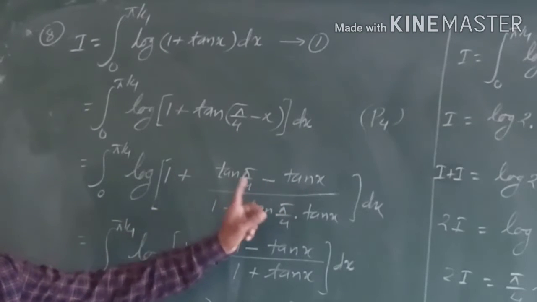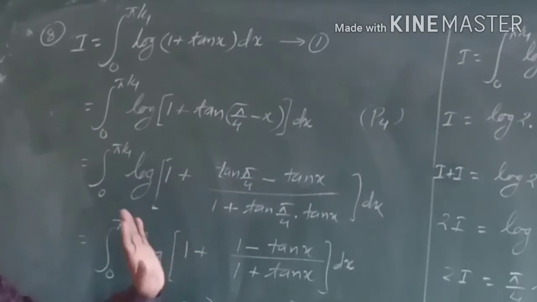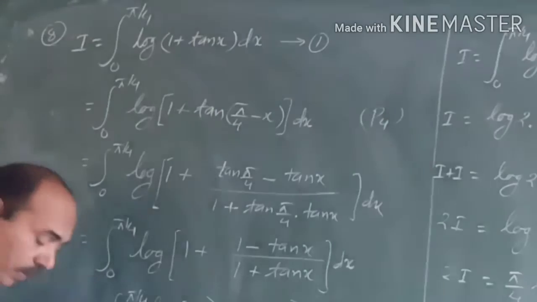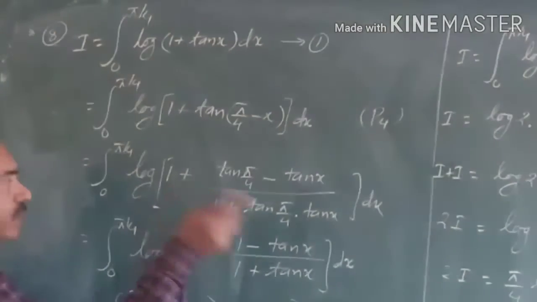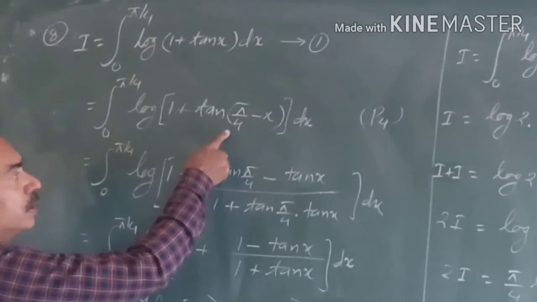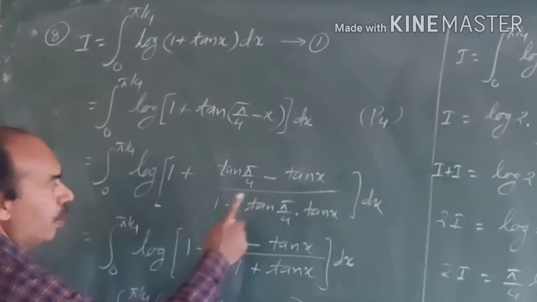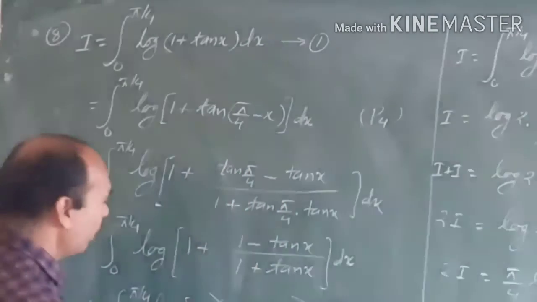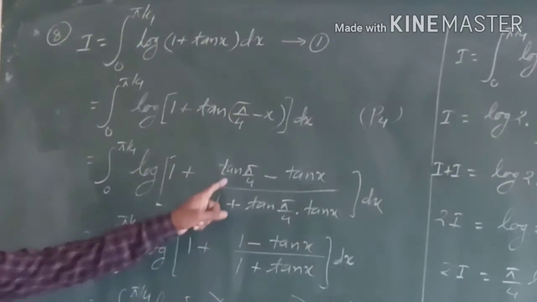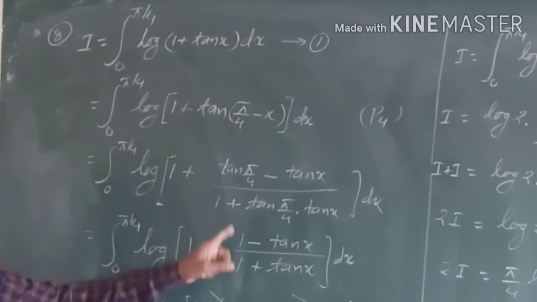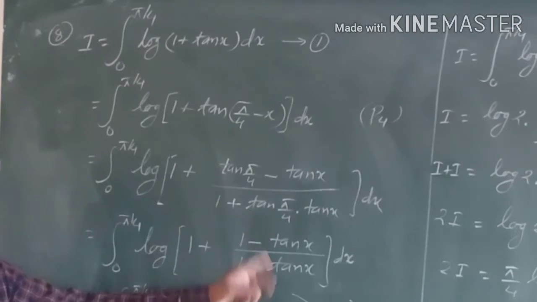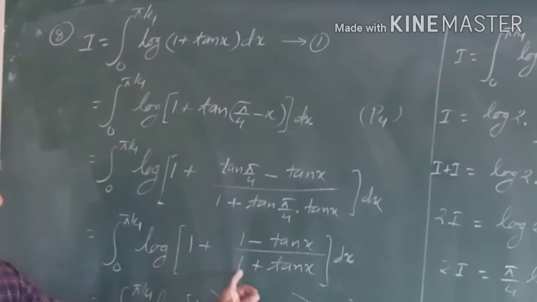1 plus (tan a minus tan b) upon (1 plus tan a into tan b). Now, once again, see clearly, tan(a minus b) is tan a minus tan b upon 1 plus tan a into tan b. Now, in place of tan of pi by 4, write 1. Here also 1. So it is only 1 minus tan x upon 1 plus tan x.